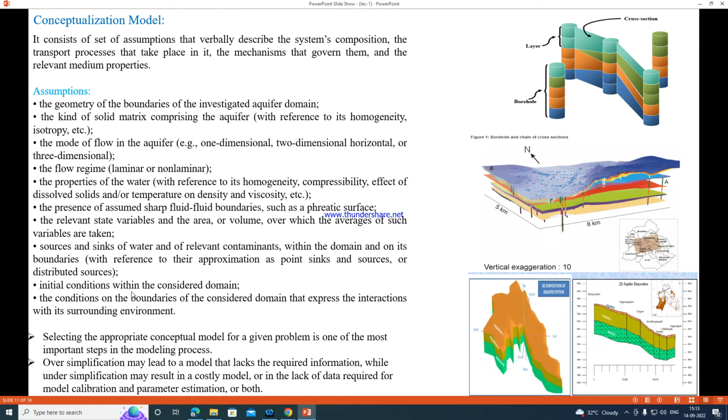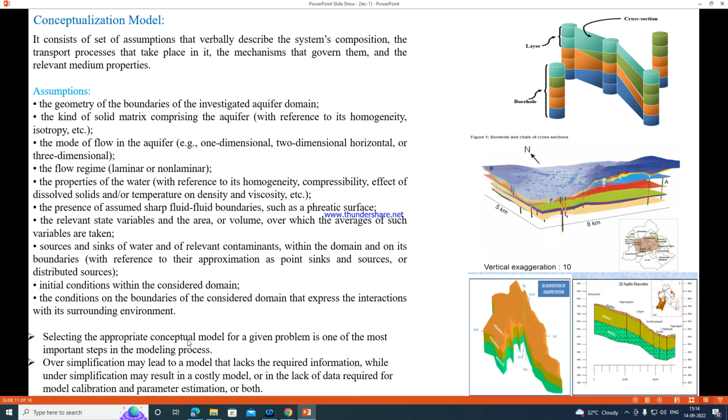While coming to initial conditions, suppose you are running the model from 2010 to 2020. You need to provide the initial water table at 2010, at what particular level the water level is there in your aquifer. After that, you will provide the recharge, discharge, all these things. Therefore, it can simulate the system.